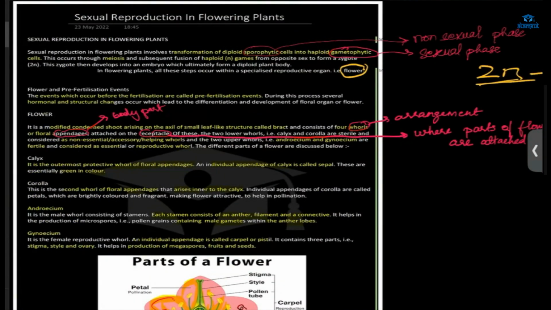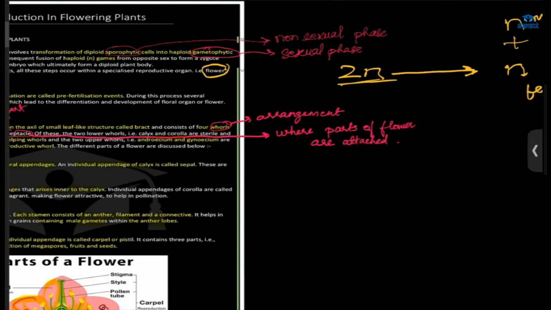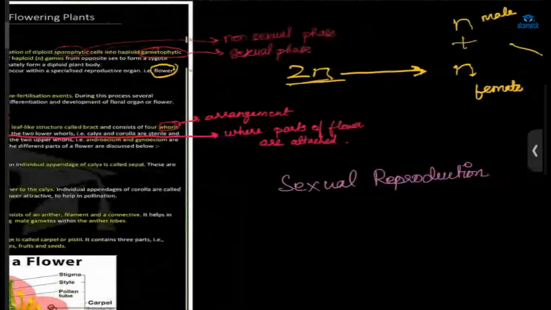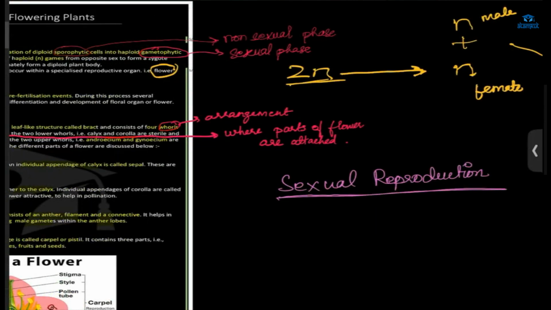So, sexual reproduction in flowering plants. In sexual reproduction, what happens? Firstly, the common thing: the pollen grains will meet with the female reproductive system. No. What is the basic thing in sexual reproduction? First, fusion of the male and female gametes.